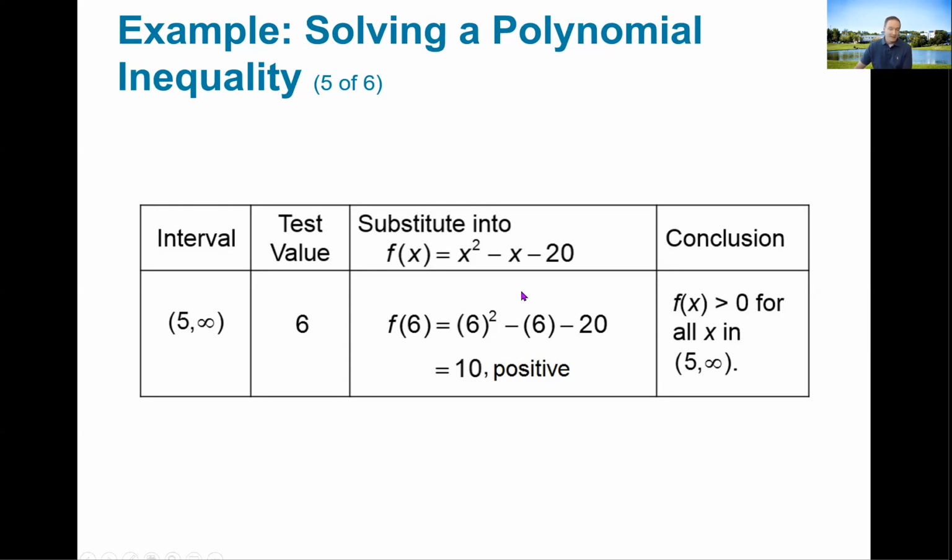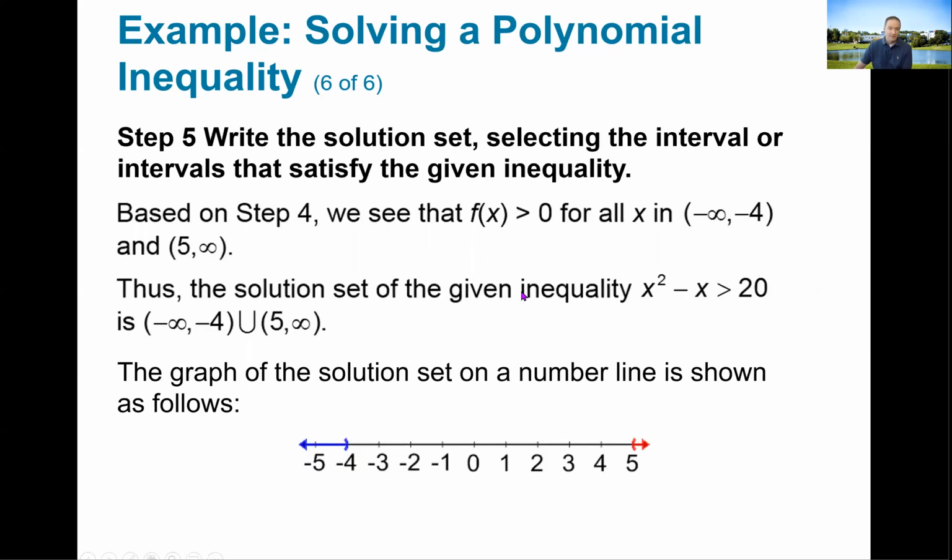The region between negative 4 and 5 gave me a false statement, so it's not a solution. So that's just what I'm saying here. Based upon this step, we see that f of x is greater than 0 for the values between negative infinity and negative 4, and 5 and infinity. Therefore, the solution set to that given inequality, x squared minus x greater than 20, is going to be x equal to negative infinity to negative 4, union 5 to infinity.